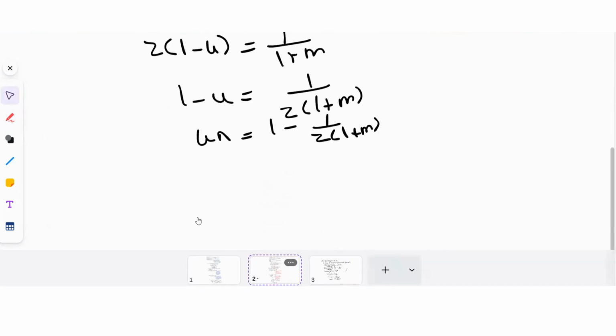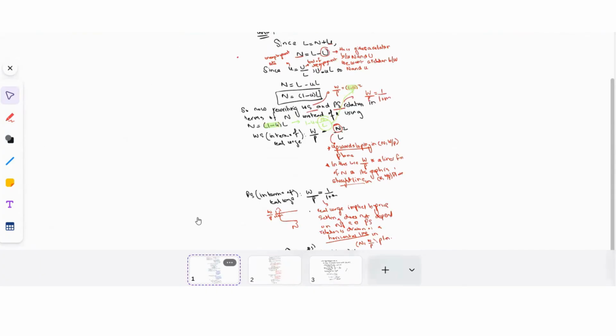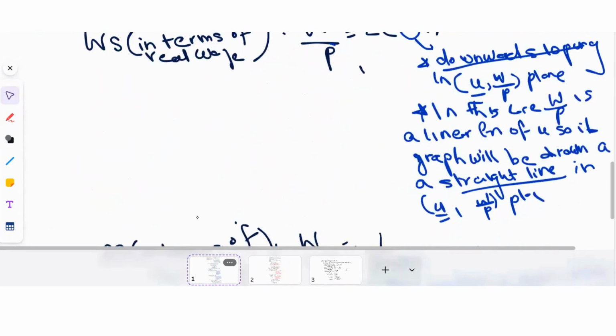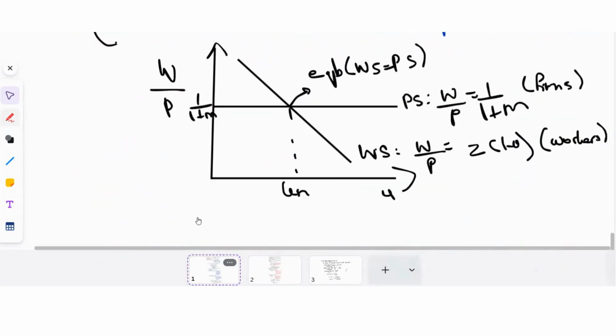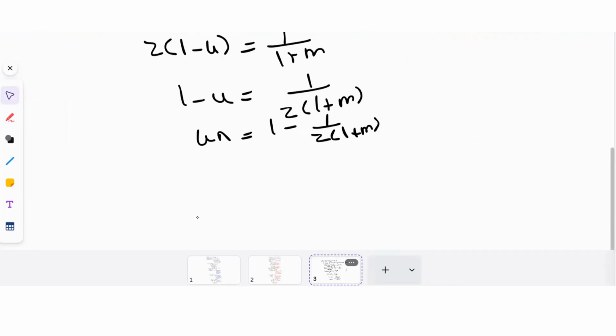Essentially, if we go back to the figure we plotted in part A, this is UN. So UN is 1 minus 1 by Z1 plus N, at the intersection of WS and PS. So now we want to look at the equilibrium real wage.